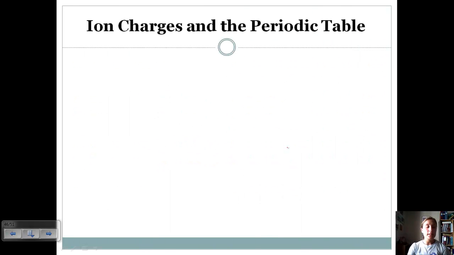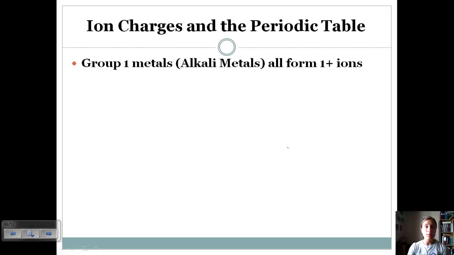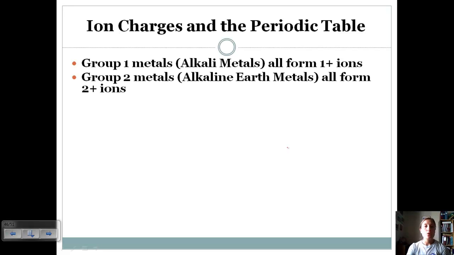So let's relate ion charges to the periodic table. We talked about all the different groups on the periodic table, and each of these groups has a specific charge. So all group 1 metals, that first group, are all going to form 1+ ions. So they're all going to lose 1 electron. Group 2 metals are all going to form 2+ ions. So they're all going to lose 2 electrons.